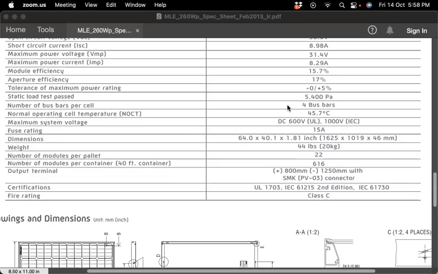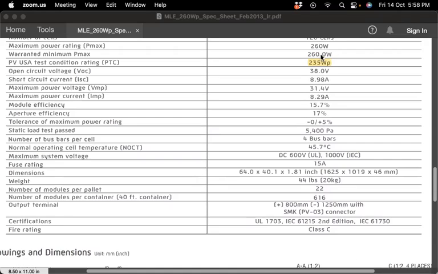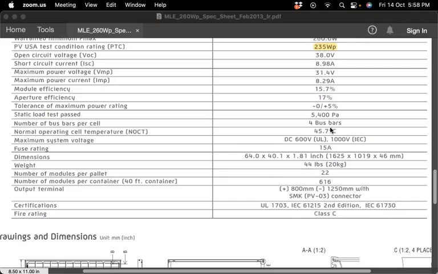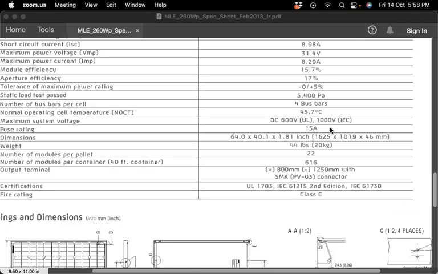And now when we consider this 260 watt, this 260 watt was measured under 45.7 degrees Celsius. So this is the normal. That's why we call it the normal operating cell temperature.